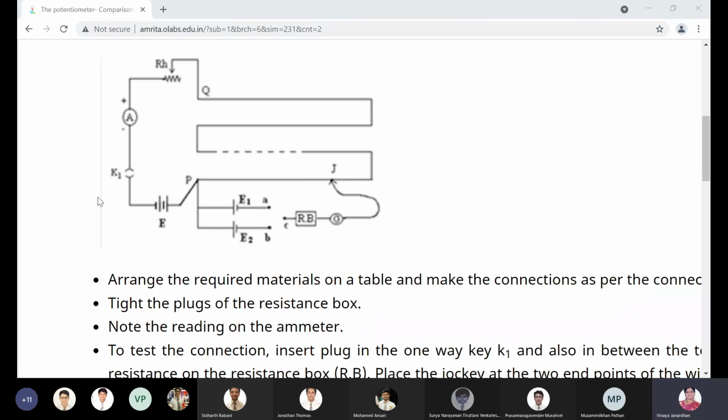Ma'am, next to the C point, what does RB stand for? RB is a high resistance box. Can you see how that RB is a resistance box which has high resistance? How is that resistance connected to the galvanometer? Is it connected in series or parallel, boys?